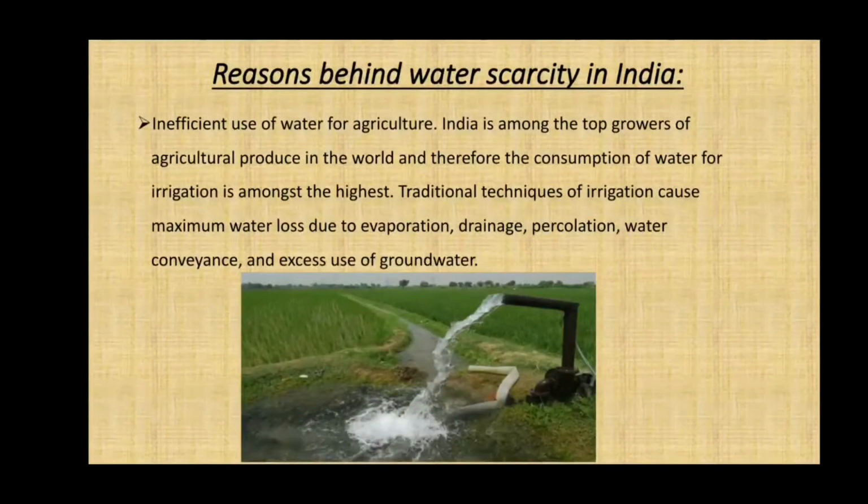What is the main reason behind water scarcity in India? As we all know, India is among the top growers of agricultural products in the world, and therefore the consumption of water for irrigation is among the highest. Thus, using traditional techniques of irrigation causes maximum water loss due to evaporation and many other reasons. As we all know, in India there is poor water infrastructure.